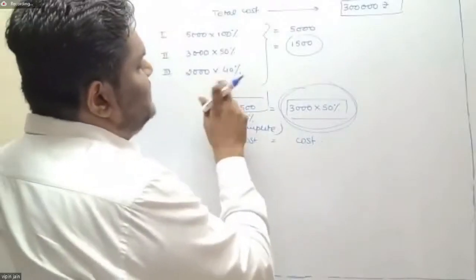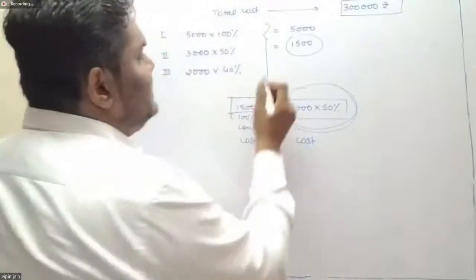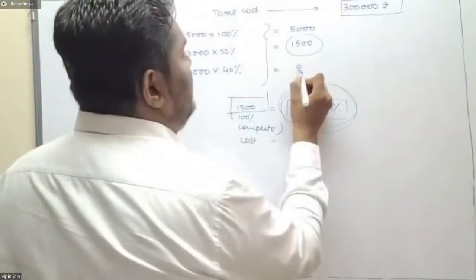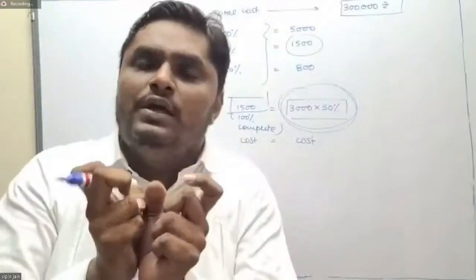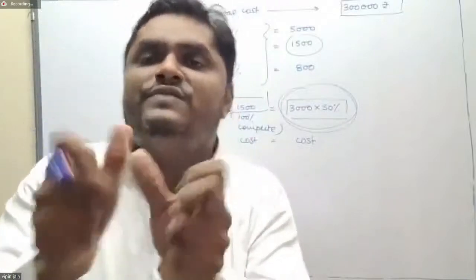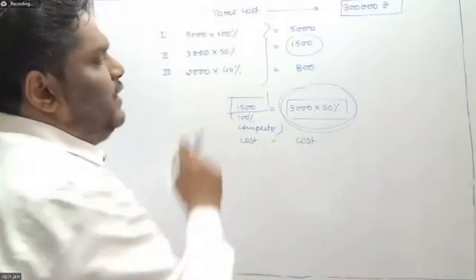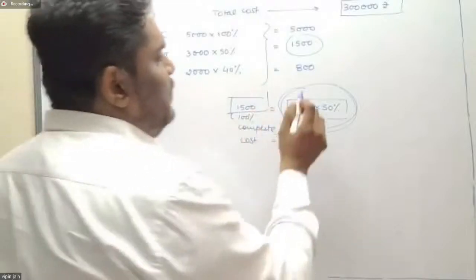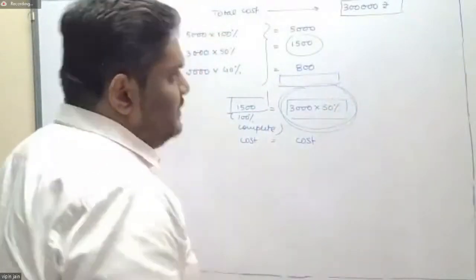Similarly, 2,000 units which are 40% complete. So in this case, how many units which are 100% complete will it be? That is 800. So again, the same thing, that whatever the cost that is incurred for 800 units which are 100% complete will be equal to 2,000 units which are 40% complete. So now we have got the equivalent number of units.